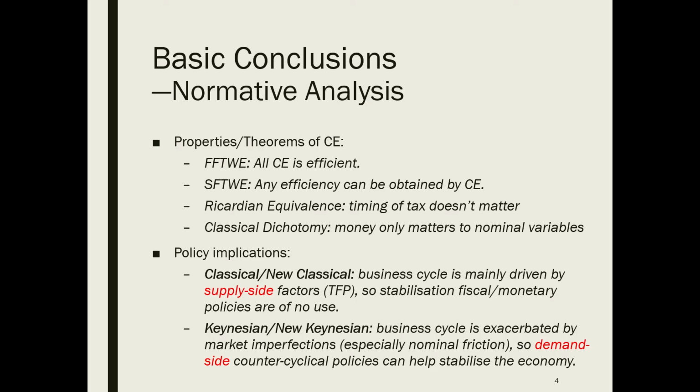On the contrary, the Keynesians and new Keynesians believe that, at least in the short run, business cycles are exacerbated by market imperfections, such as nominal frictions, irrationality, and coordination failure. Therefore, demand-side counter-cyclical policies are of great help to kick the economy out of the recession. They advocate active interventions from the government.